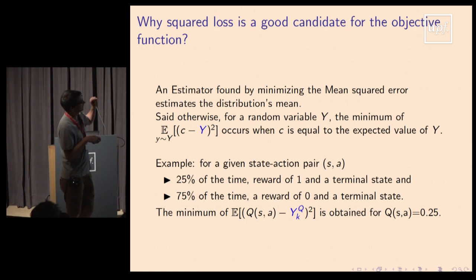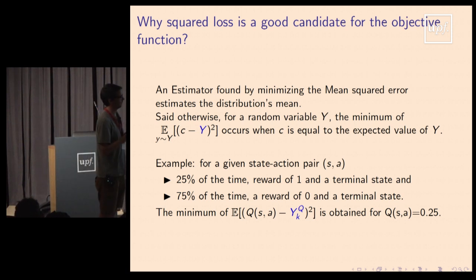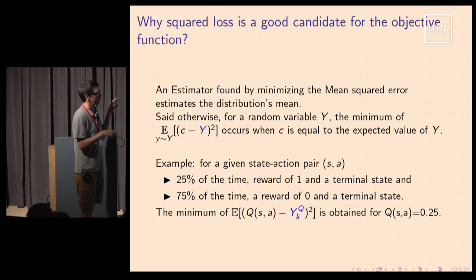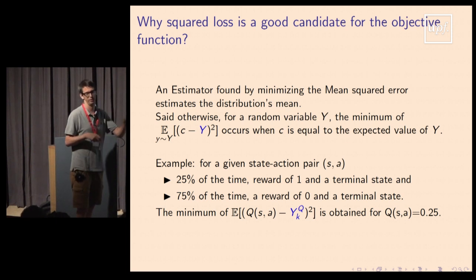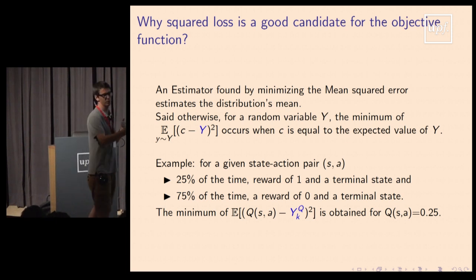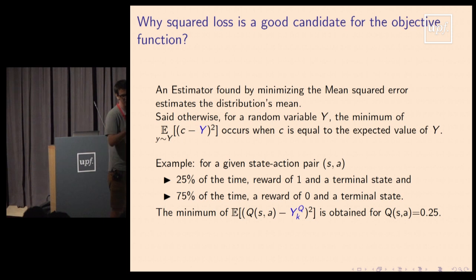Yeah, so basically it will penalize the big errors more than the small ones. And so it will want to be closer to the reward of 1 here, because even if it only happens 25% of the time, it will want to be closer to 0.5, because 0.75 to the exponent 4 is way bigger than 0.25, the error that it gets here if it was at 0.25 to the exponent 4, right?